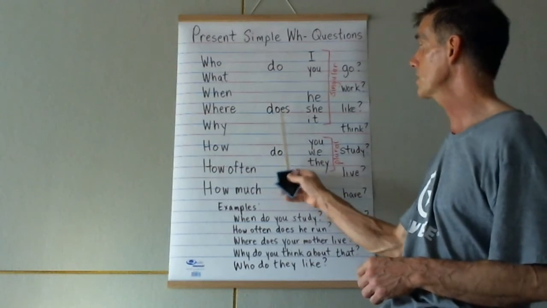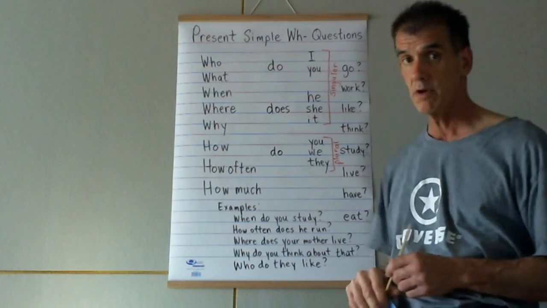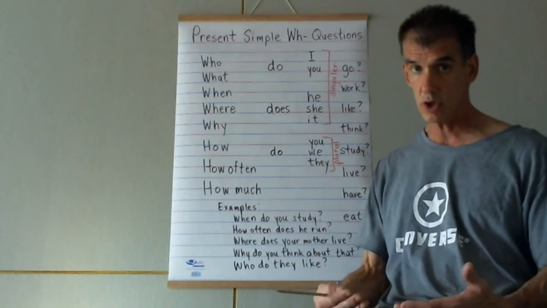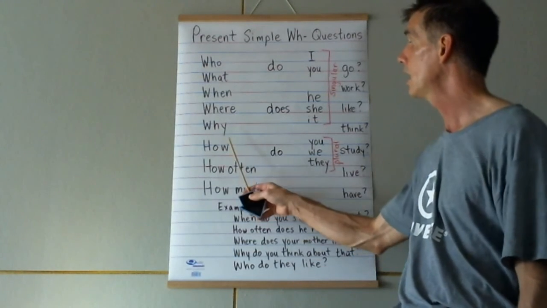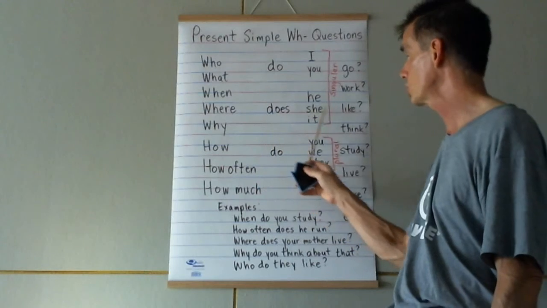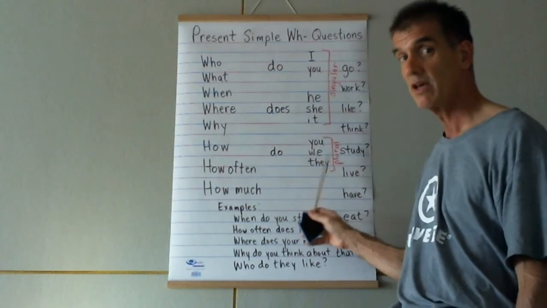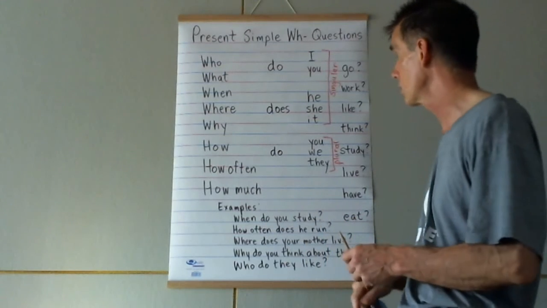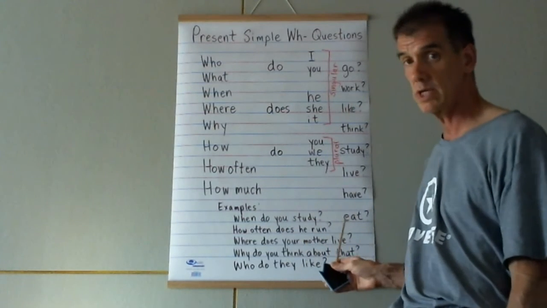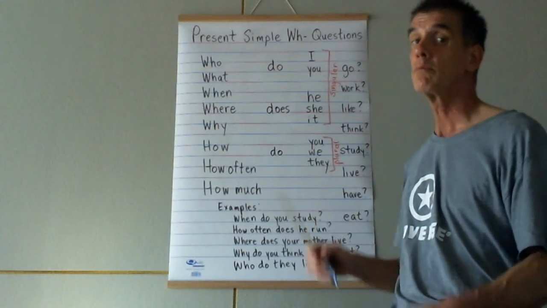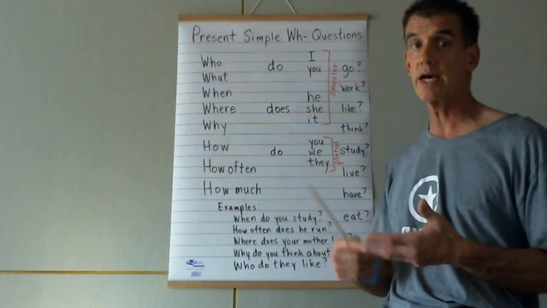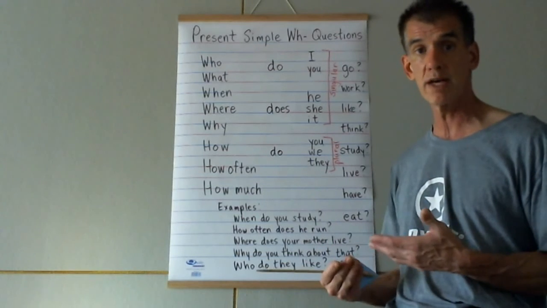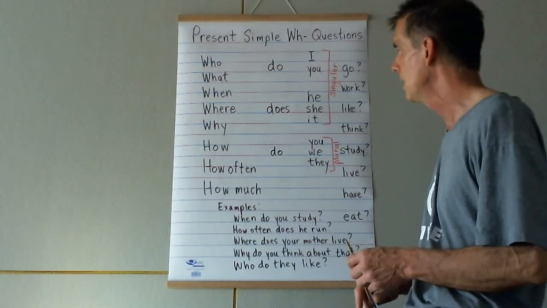So if you say, where does he live? Then you have to answer by saying, he lives in Chicago, okay? When does she study? She studies in the morning, okay? So you do not add s or es to the verb in the question, but you have to add s or es or change the y to i and add es, as in studies, okay?